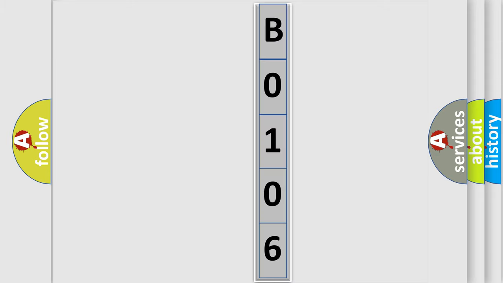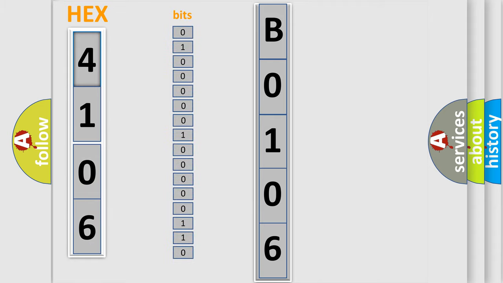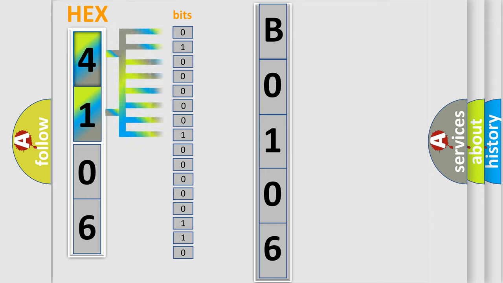You can move the video a bit further. The error code is split into two bytes consisting of 16 bits. One bit is the basic unit that each computer works with. The bit has two logical states: 0, low level, 1, high level.